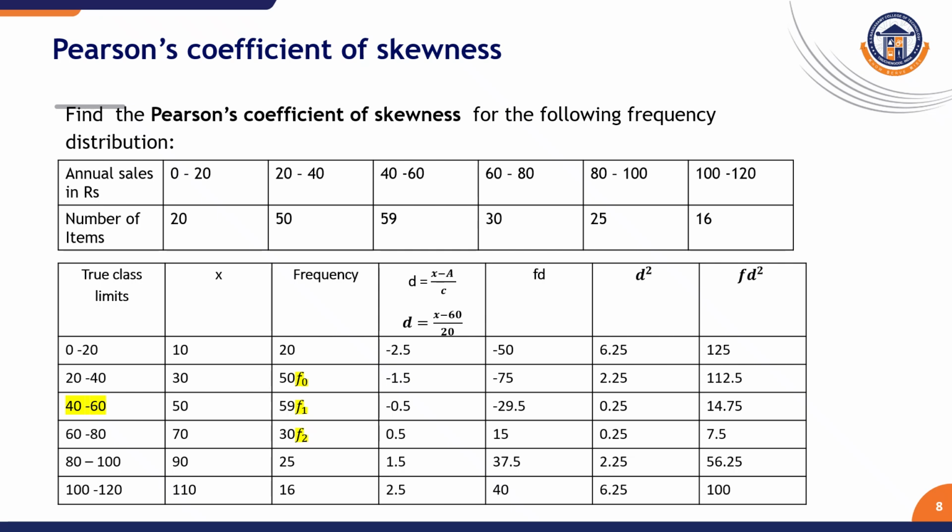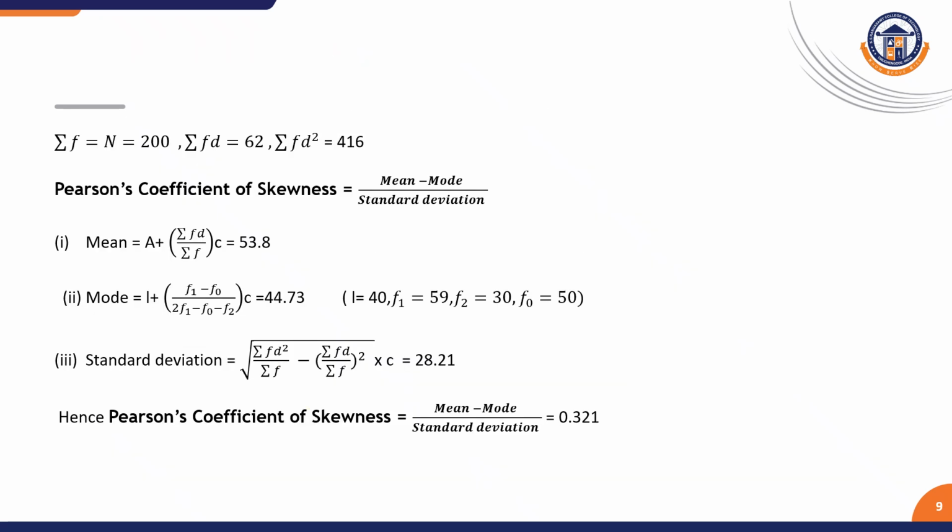Next we can find FD. We can find D square, then FD square. Now we can calculate summation F, that is total frequency, that gives 200, then summation FD, that gives 62 from the previous table, then summation FD square, that gives 416.